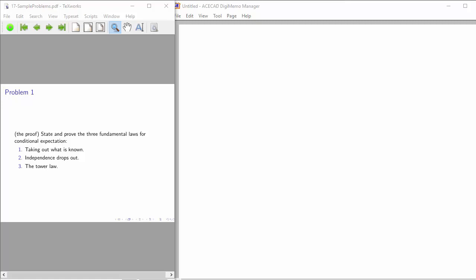Here are the sample problems for class 17 of Math 117. And the first one is to state and prove the three fundamental laws for conditional expectation. So I'll start with the first one, taking out what is known.